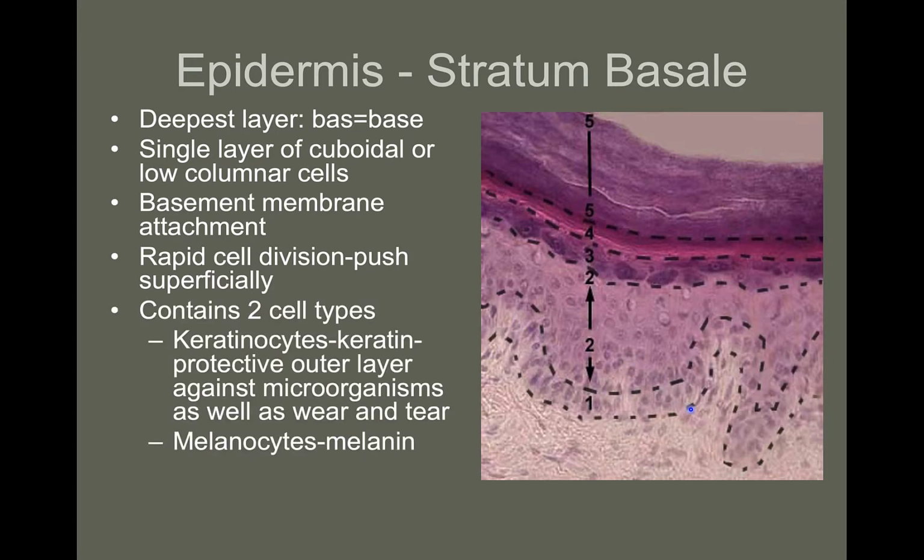There are 2 types of cells that you'll find here. The first are the keratinocytes. They're going to produce keratin, and that keratin is going to be really important in layer number 5, the stratum corneum. This is going to protect against pathogens, as well as wear and tear, just rubbing and reducing abrasion. And then we also have melanocytes, and the melanocytes are going to produce melanin, and the melanin is what gives us our skin pigments. It's only found in the epidermis, and that melanin is also going to help with UV protection.